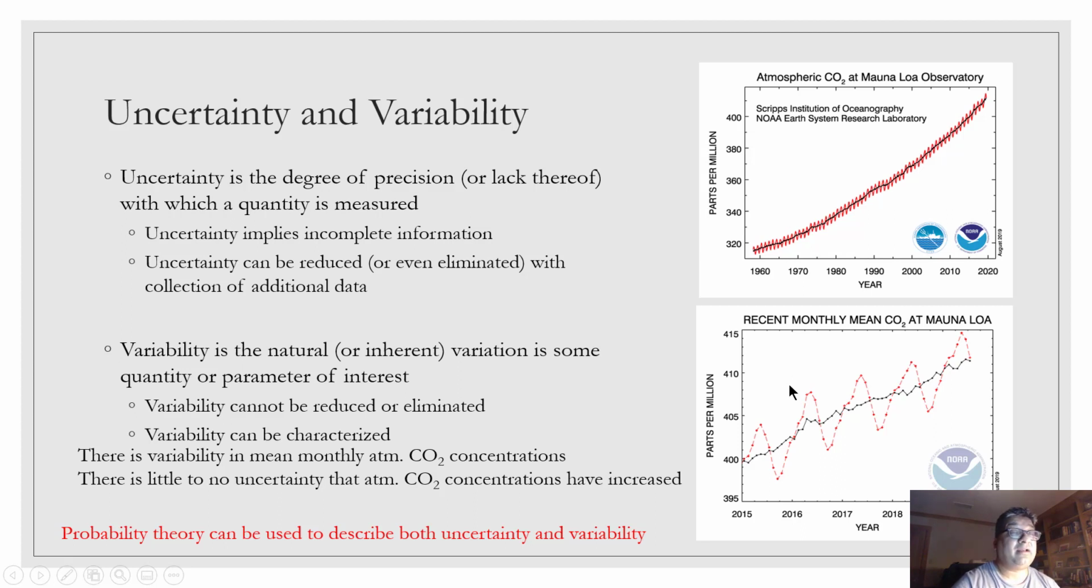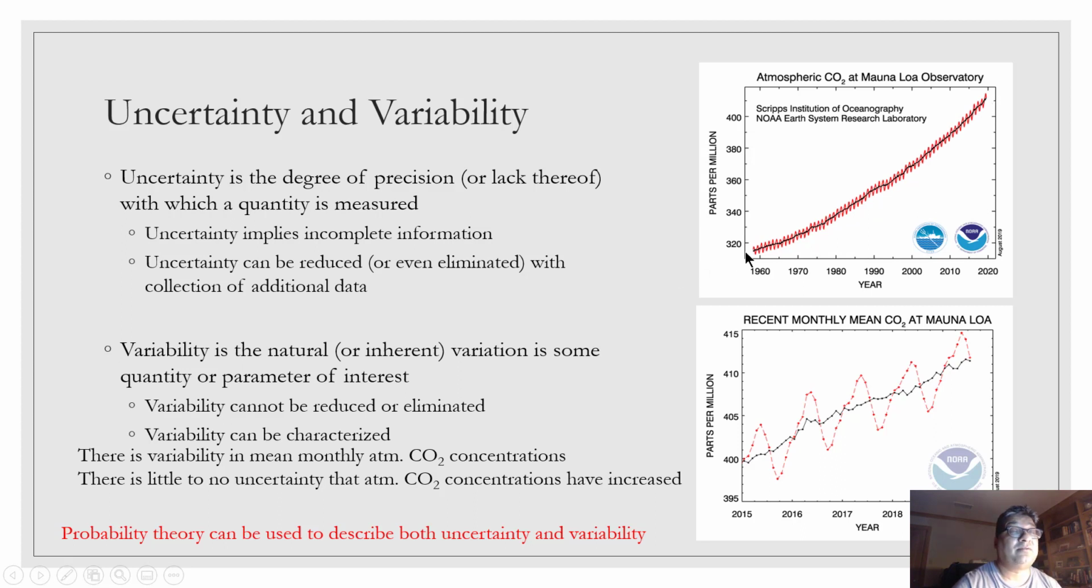And in the bottom chart, what I'm showing is the recent variability in the last few years, and you can see that the concentration goes up, goes down, goes up, goes down, and that blue line is the historical trend that is increasing throughout. So there is no uncertainty. We can state in no uncertain terms that the carbon dioxide concentrations in the atmosphere have gone up.